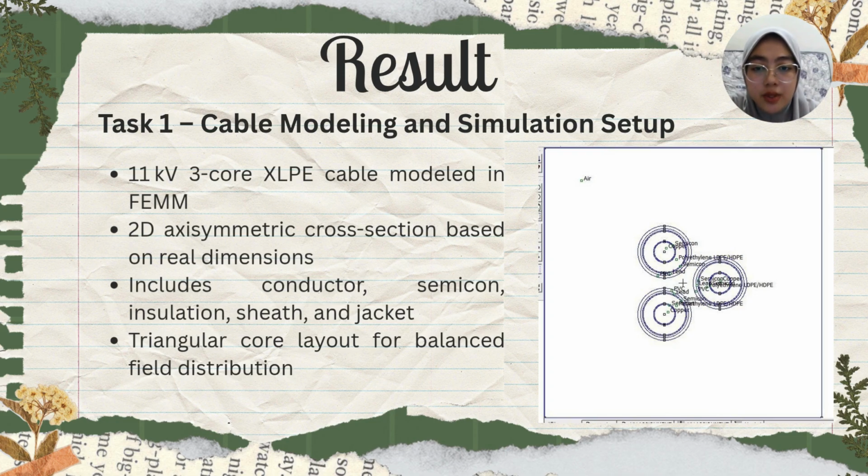For part A, we began by modeling the 11 kV 3-core XLPE insulated cable using FEMM software. A 2D axisymmetric cross-section was created based on standard cable dimensions and materials. The model includes layers such as the copper conductor, semiconductive screen, XLPE insulation, lead sheath, and PVC jacket. The cores are arranged in a triangular layout to mimic realistic conditions used in medium voltage switchgear systems.